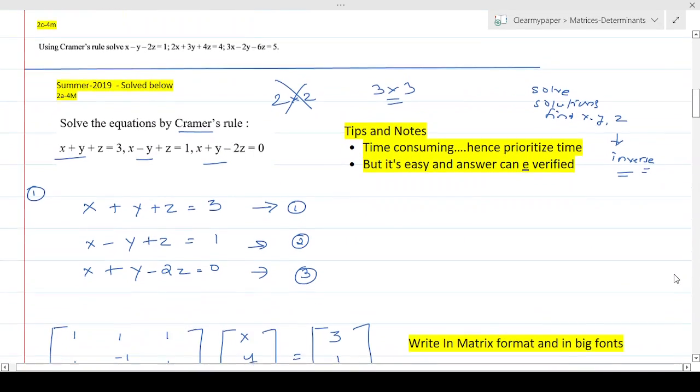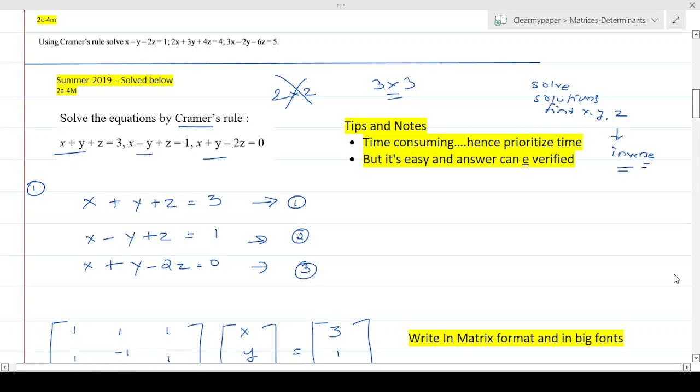A quick word of caution. Problems like Cramer's rule, and generally in matrices and determinants, most of the problems, definitely Cramer's rule, are lengthy and time consuming. So when you attempt it in the exam, although it will be easy, make sure that you are using your time judiciously in how you're going to solve this problem. And the good side is the problems are pretty straightforward and easy.